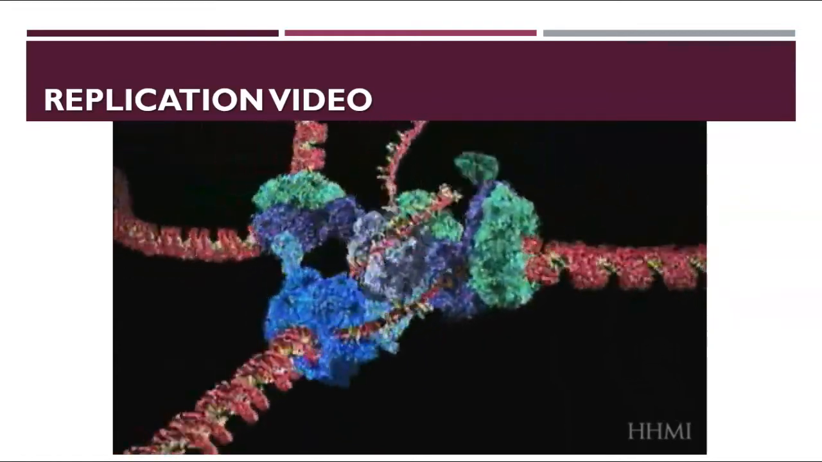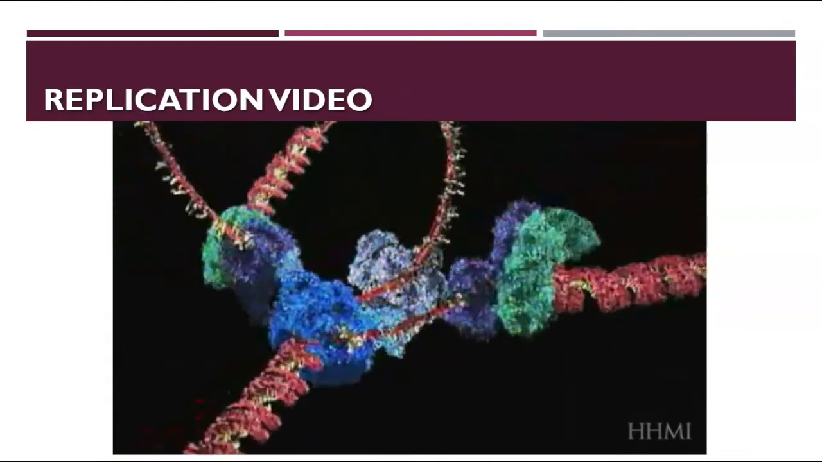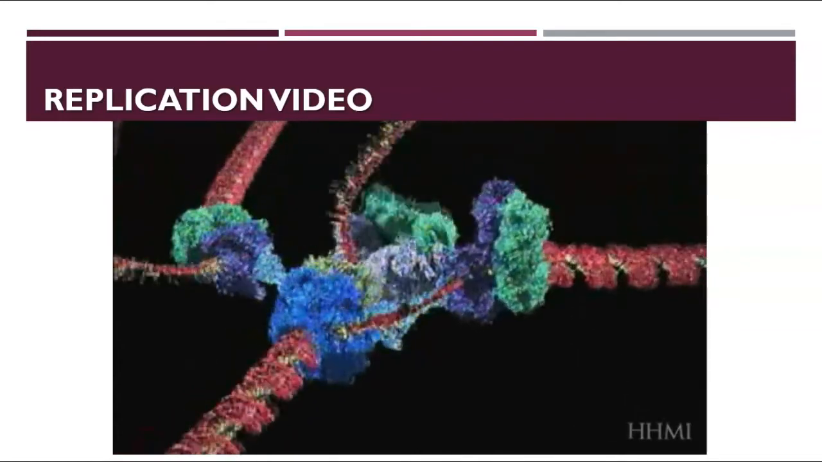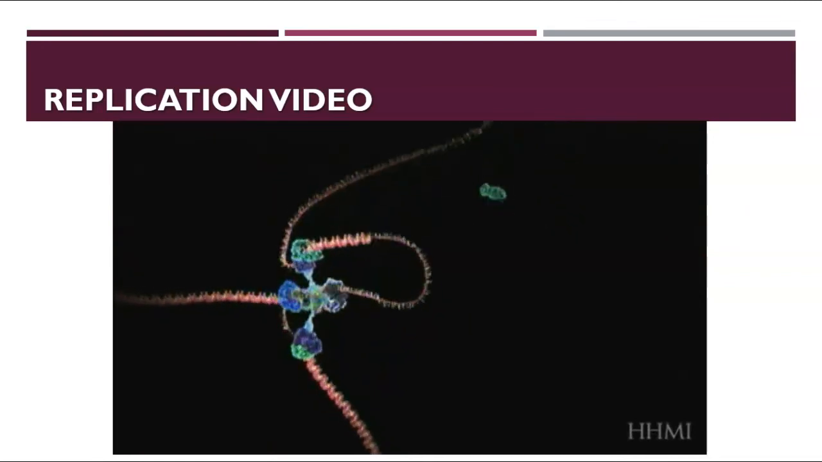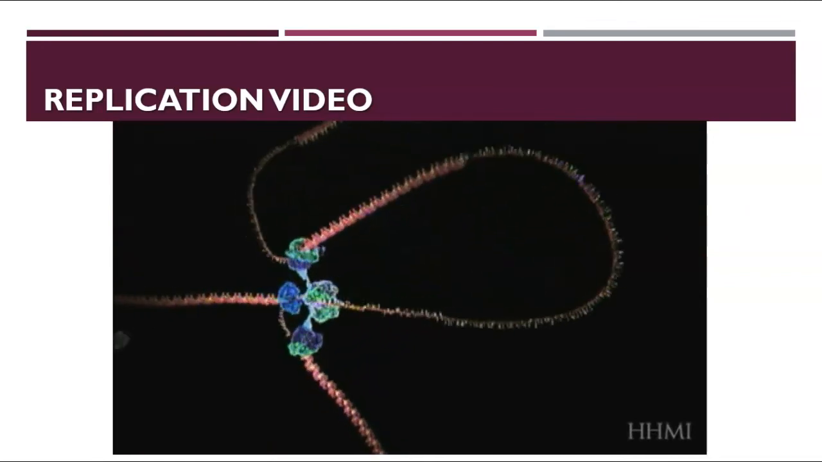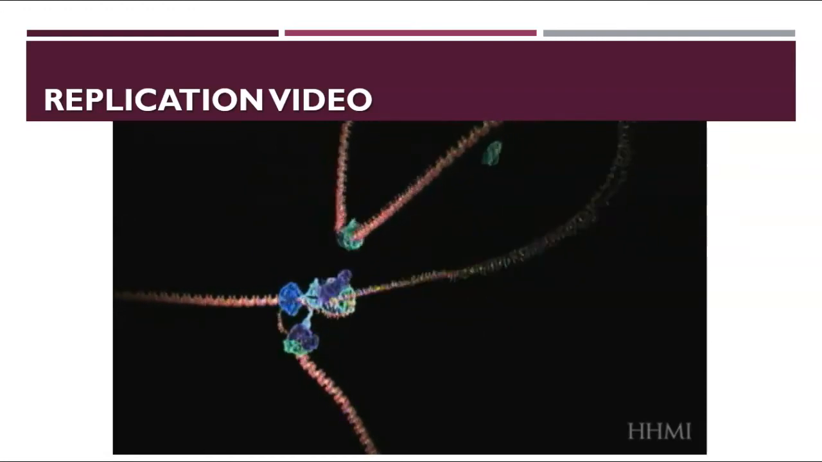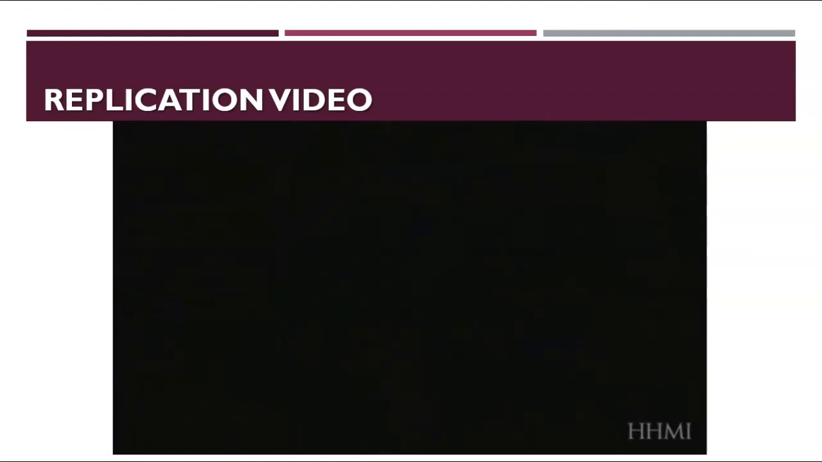Things are not so simple for the other strand because it must be copied backwards. It is drawn out repeatedly in loops and copied one section at a time. The end result is 2 new DNA molecules. So study for your test.